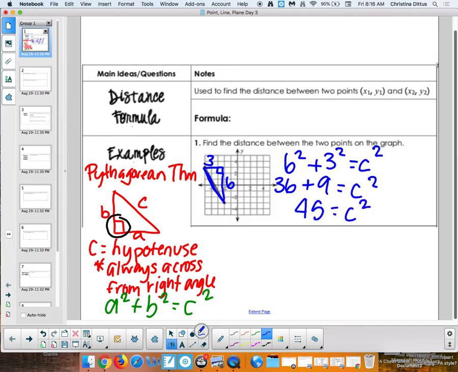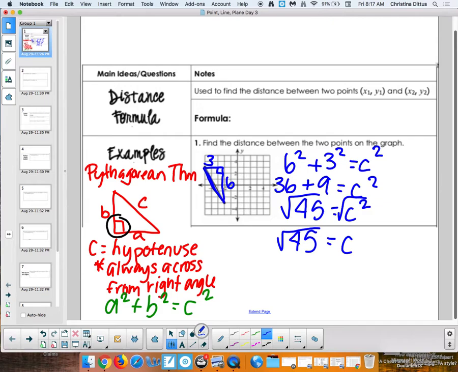Okay. Now our goal is to get C by itself. Right now we have C squared. You guys know what the opposite of squared is? Square root. A square root thing, yeah, kind of looks like a division sign. So we take the square root of each side, and we say C is the square root of 45.